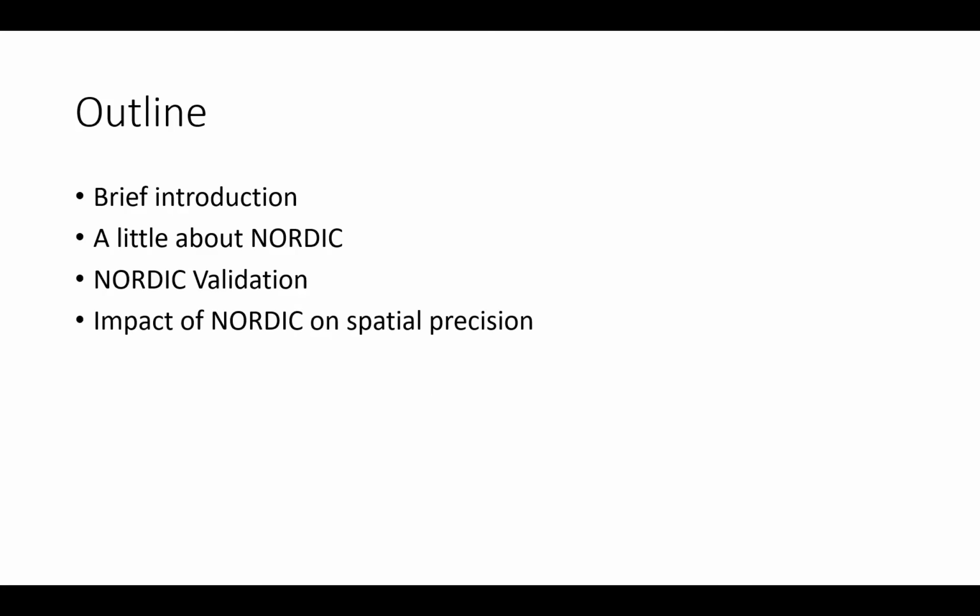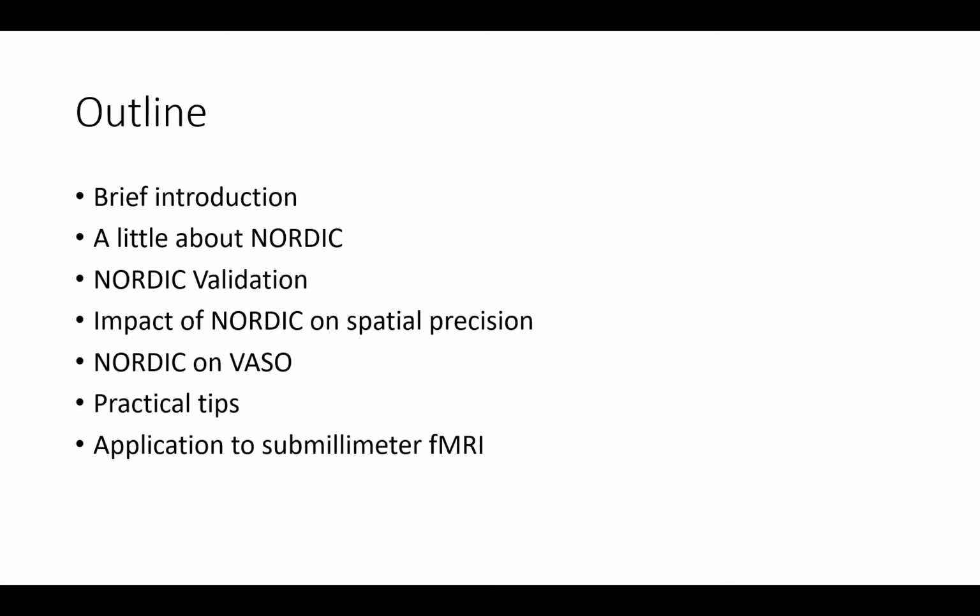Then we're going to look at the impact of Nordic on spatial precision, which is a big deal because, obviously, we're jumping through hoops literally to get as high as possible spatial resolution, and we don't want to trade that back in for cleaning our data from noise. I'm going to talk a little bit about Nordic on VASO, which is the work of Lasse, Knudsen, and Renzo. And I'm going to show you some practical tips on how to run Nordic, some of the optional arguments that you can input into the function, and some things that you need to be careful about. And if I have time, at the end, I'll show some of the applications of Nordic to sub-millimeter fMRI, both at 7T and 10.5T.